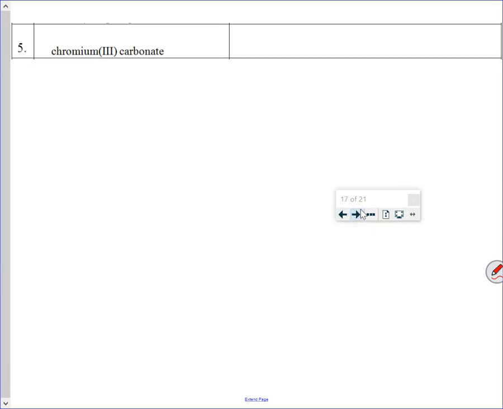Let's keep going. Chromium 3 carbonates. The Roman numeral tells me I got a 3+. Carbonate, ATE. That's a dead giveaway. I've got a polyatomic ion. I'm going to flip it over, find my carbonate. I find CO3 2-. So my carbonate has a 2- charge. And again, I got to balance this thing out. So I'm going to take 2 chromiums and 3 carbonates. That'll give me 6+ and 6-. My total formula will be 0.